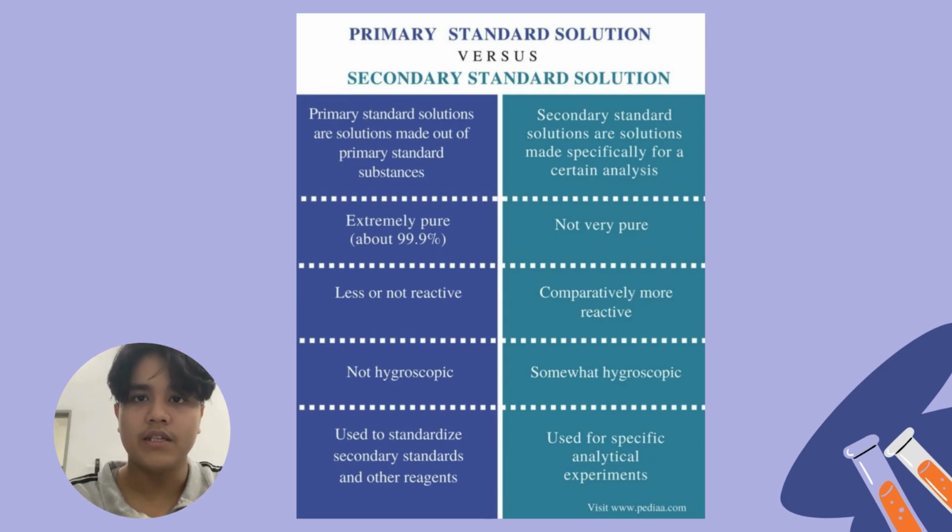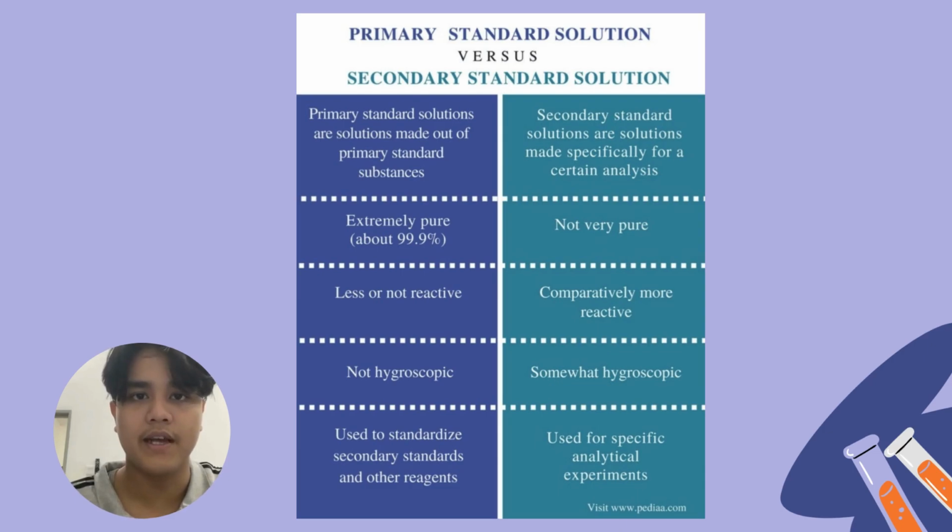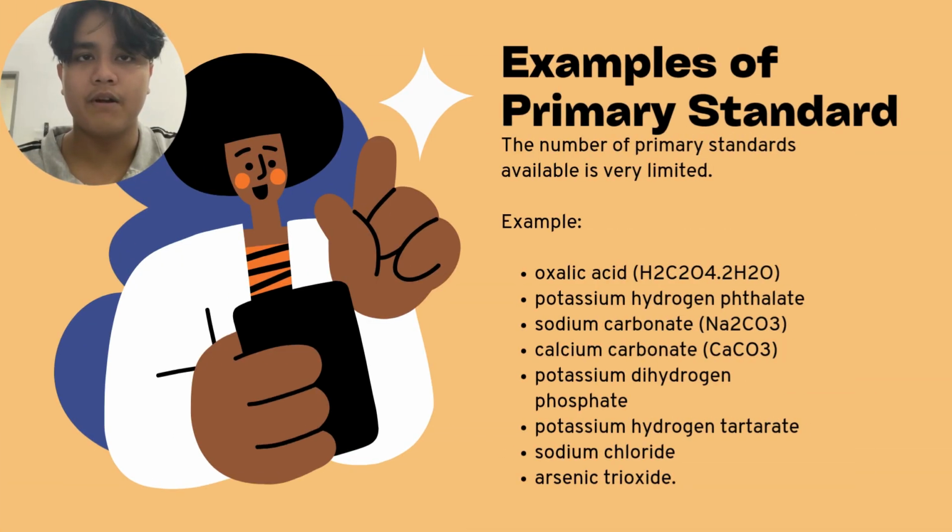Primary standard solution is not hygroscopic, while the secondary standard solution is somewhat hygroscopic. Primary standard solution is used to standardize secondary standards and other reagents, while the secondary standard solution is used for specific analytical experiments.